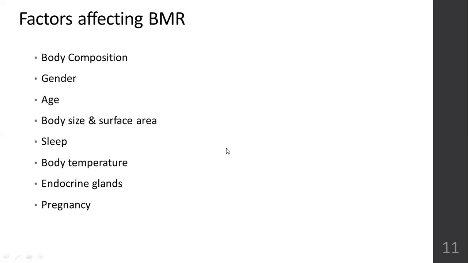With pregnancy, BMR will increase around 5% during the first trimester. And by the last trimester, by the 8th, 9th month, it increases by 12%. So as the pregnancy is progressing towards labor, BMR is slowly increasing.